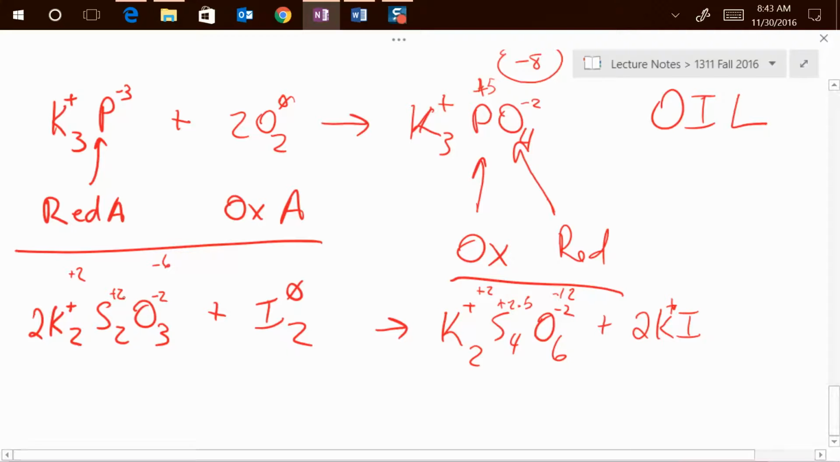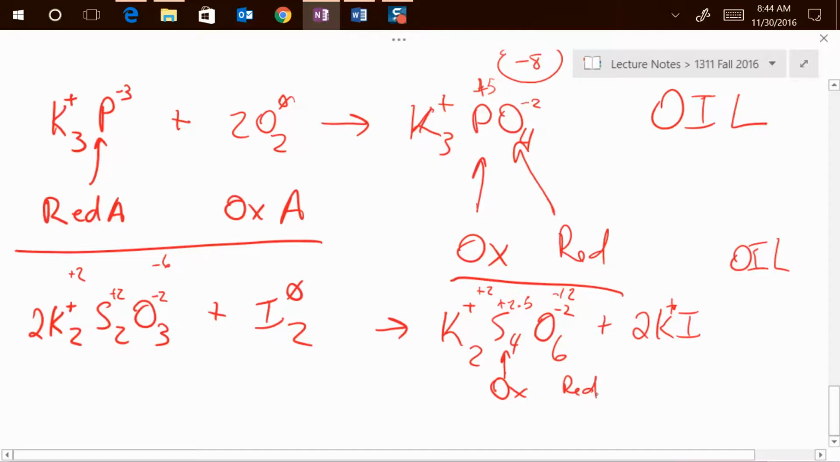How'd you get 2.5? Because you have negative 10 charges that need to be balanced, because I have negative 12 from the oxygens, a plus 2 from the potassium. So that's 10 left over. So 10 divided by 4 is 2.5. Okay? So it's increasing in its positive character, which means what? Loss or gain of electrons. Okay. Oxidation is loss. It's losing electrons. So this is oxidized.